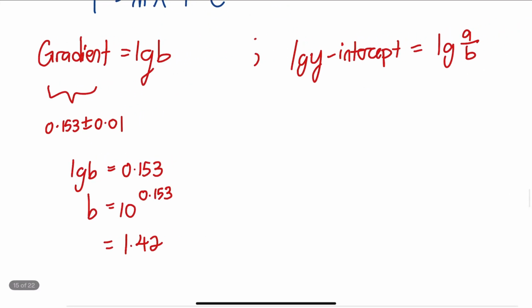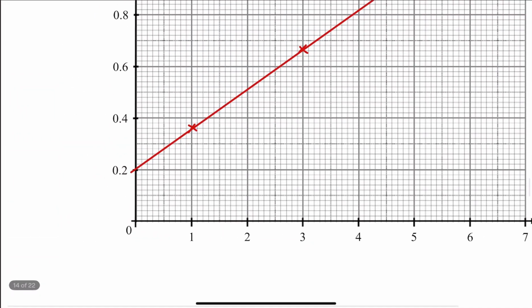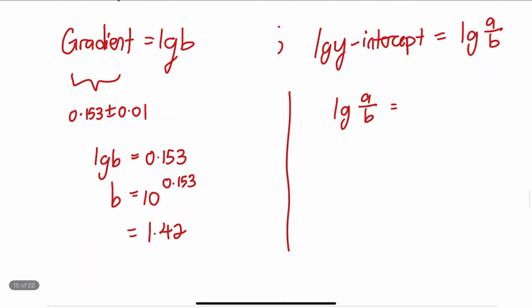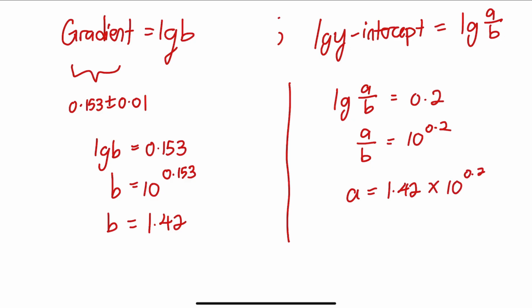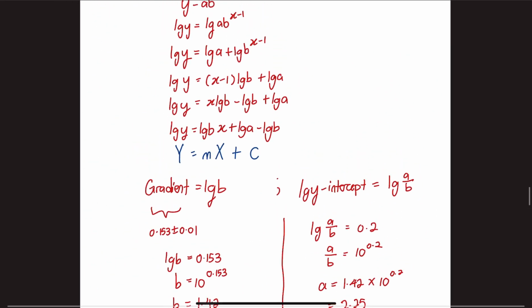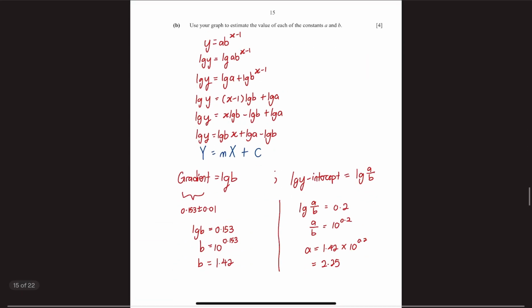Likewise, for my vertical intercept, log a over b is equal to, based on my graph here, my vertical intercept is 0.2. So a over b is equal to 10 power 0.2. Since I found from the first part that b is 1.42, therefore a is equal to 1.42 times 10 power 0.2, which will give me 2.25. So this is your answer for question 10 part B.